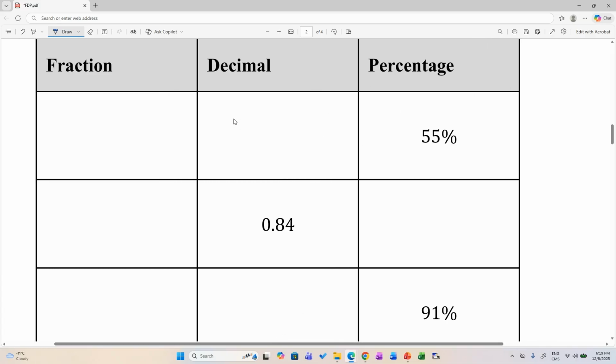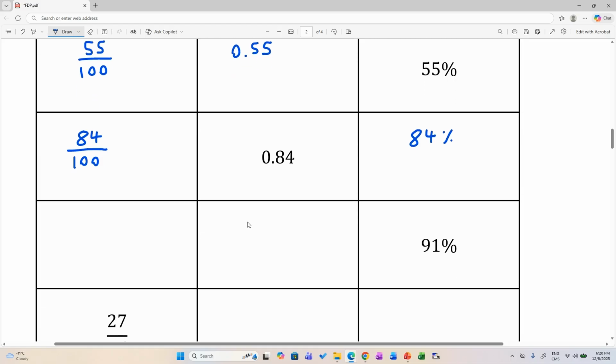55% as a decimal is simply going to be 0.55. As a fraction, I got 55 over 100. 0.84 is going to be 84 over 100 because my smallest place value is in the hundredths place. As a percent, just 84% because I'm just moving the decimal 2 places to the right and adding a percent symbol. 91% is just going to be 0.91 because I'm just moving the decimal 2 places to the left and removing the percent symbol. And 0.91, smallest place value is in the hundredths, hence it's going to be over 100. And I'm simply just going to write 91 on the top.